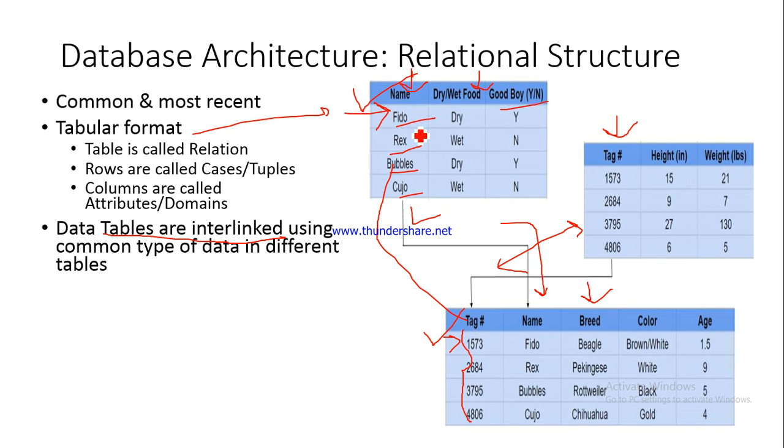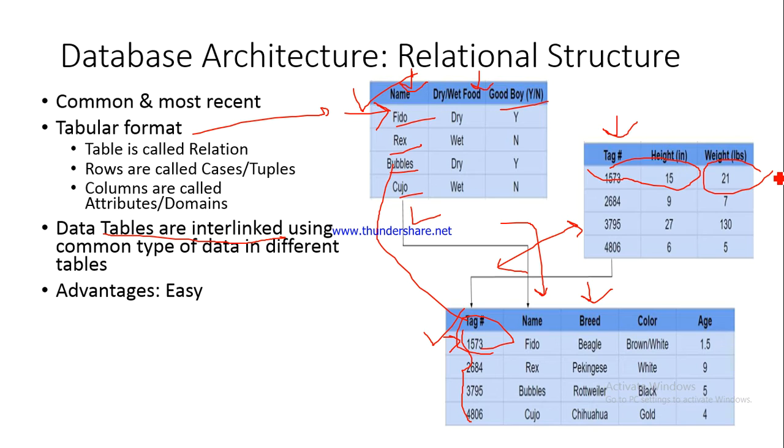For example, if you want to find out the weight of Fido, so Fido, here we know. First of all, there would be a relationship between these two, there would be interlinking between these two. So we can say that Fido's tag number is 1573, and then we'll have to move to this table. Tag number 1573 has a height of 15 inches and a weight of 21 pounds. Is this okay? And this way the database is actually searched and browsed for some answer, some information.